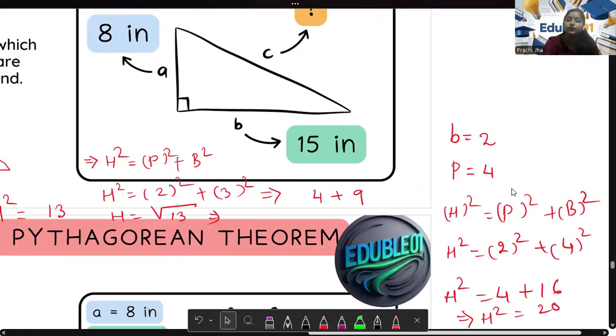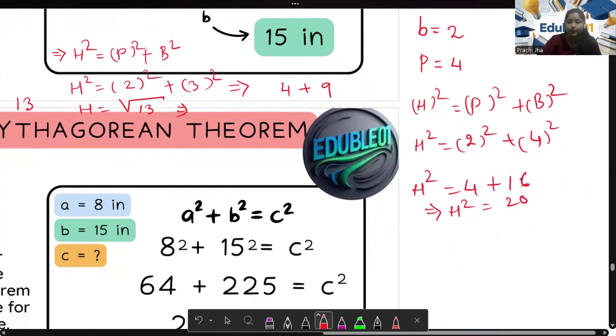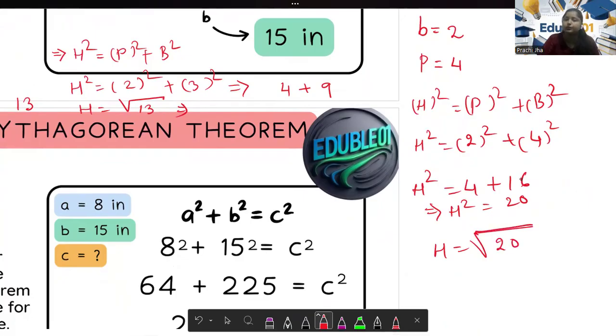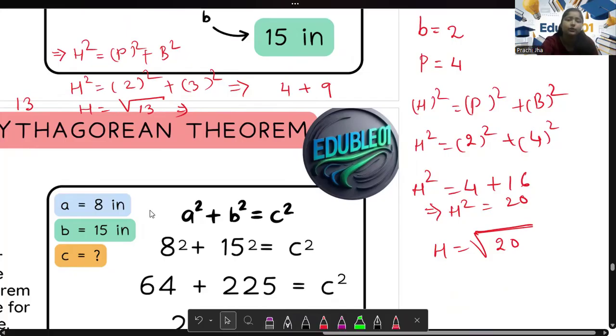Now h is equal to root 20. So you know that 4 square is 16, 5 square is 25. So it's between 4 and 5. Okay, it's between 4 and 5. The square root of 20 is a number between 4 and 5, right? So that's how you find the answer. Okay, like given over here.